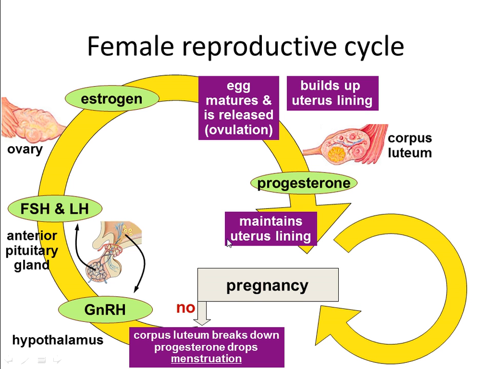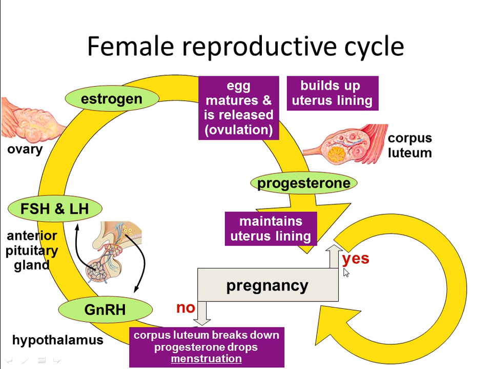It will shed, exit through the cervix and out through the vagina, and this is called menstruation. So menstruation is the shedding of that uterine lining, and day one of menstruation starts the whole cycle again. And again, like I said, on average this is about 28 days in the average female. Could be shorter, could be longer.